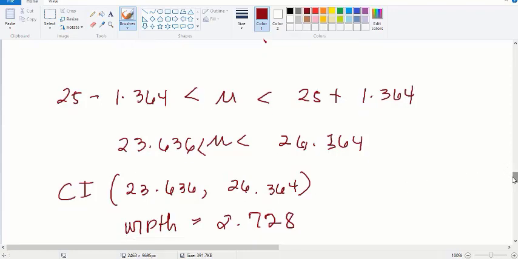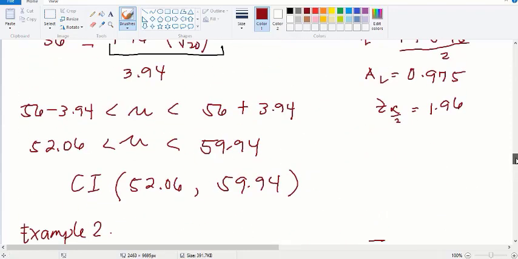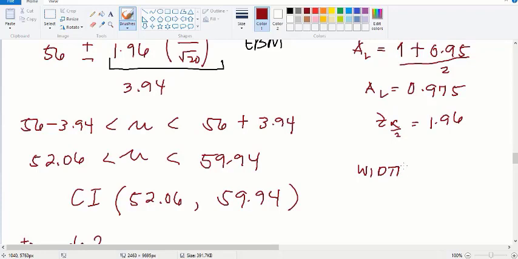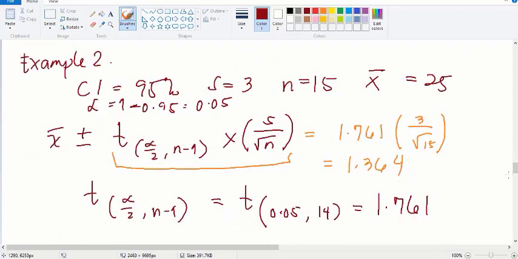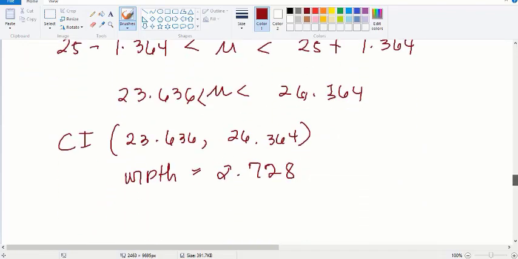2.728. And then, for the one above, let's try to get its width. The width of this would be 59.94 minus 52.06. That is 7.88. Okay. 7.88. Again, guys, this is the correct solution for example number 2.